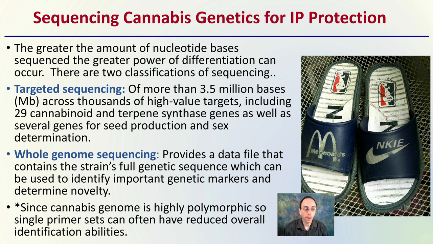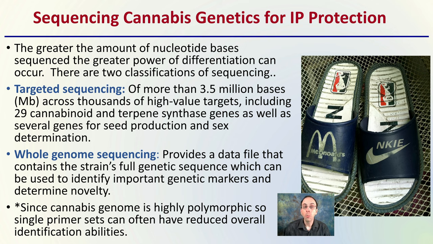Compare that to the whole genome sequencing. This provides a data file that contains the strain's full genetic sequence, which can be used to identify important genetic markers and determine novelty. Since the cannabis genome is highly polymorphic, single primer sets can often have reduced overall identification abilities. Why is this important for IP production?